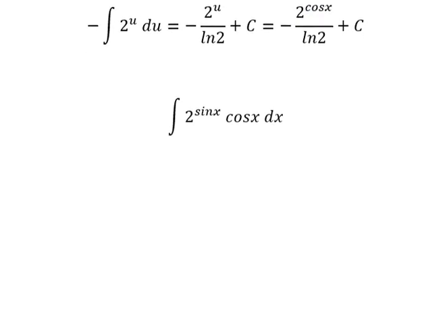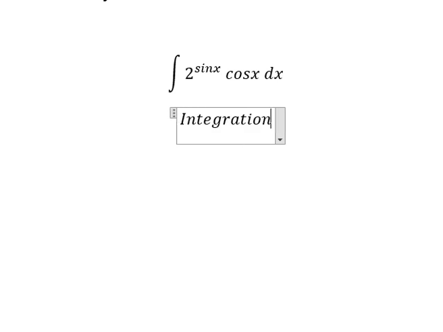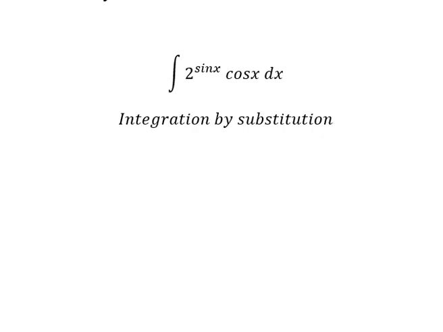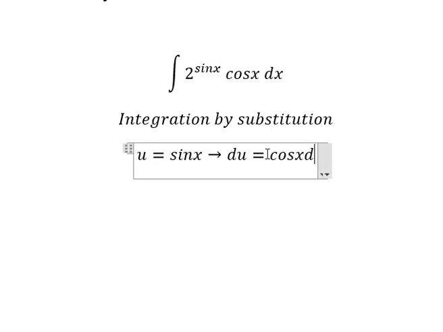Now let's go to the second one. We can use integration by substitution. So I will put u equals sine x. Later we need to do the first derivative for both sides, and we have du equals cosine x dx.